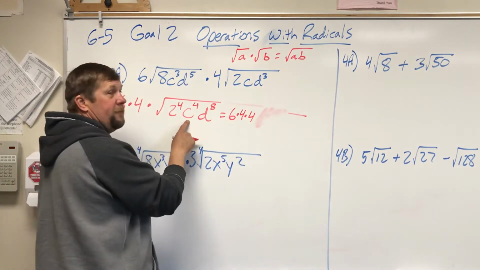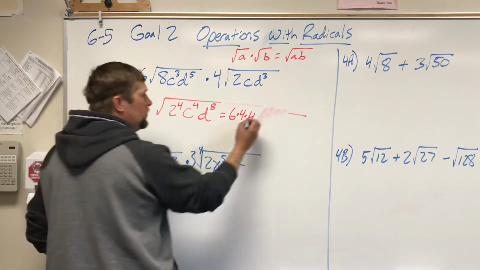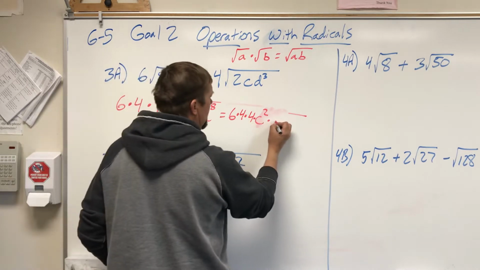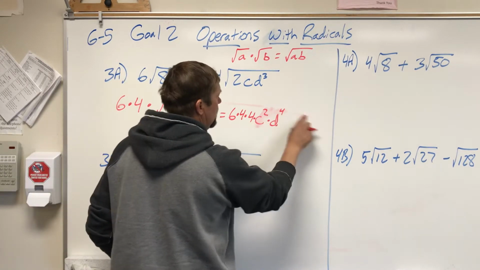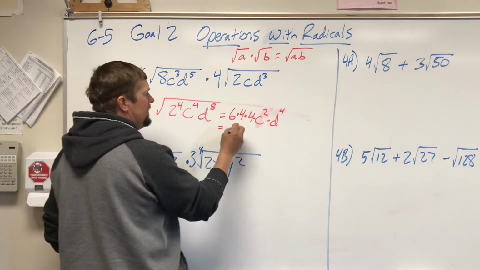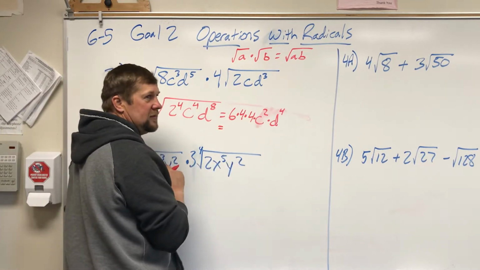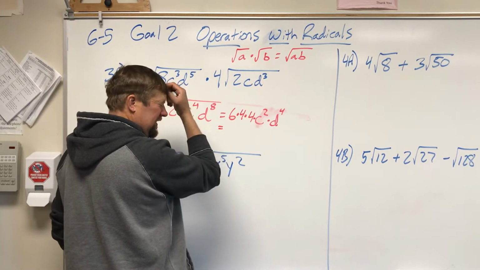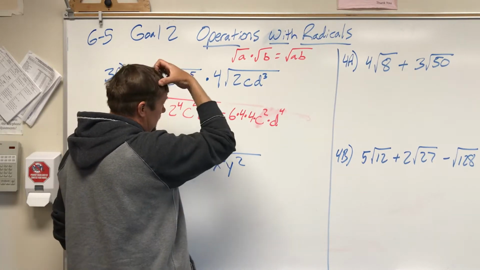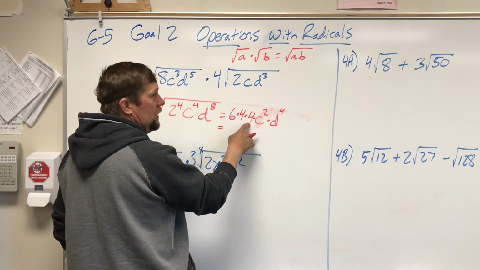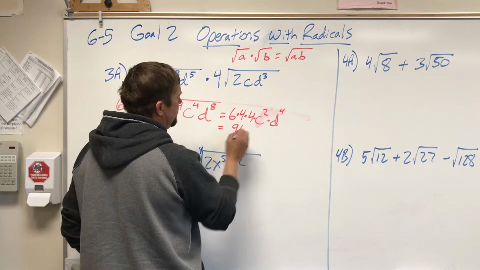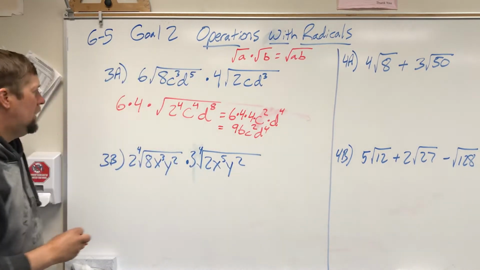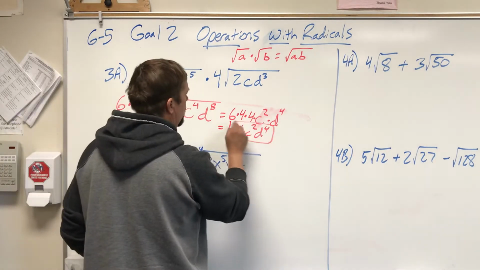Here I have 4 c's, so that can come out as c squared. Here I have 8 d's, so that comes out as d to the 4th, and nothing is left underneath. So when I'm done, I have 16 times 6, or 24 times 4, either way that is 96 c squared d to the 4th. So that's how you simplify when you're multiplying.